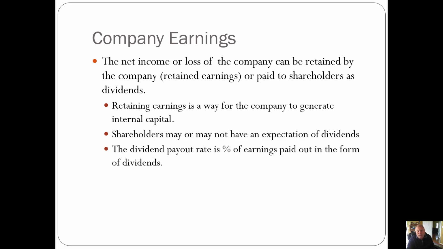We measure the dividend payout rate. It's a percentage of the earnings paid out in the form of dividends. So if you think about this for a second, if a company has $100 of income and they pay out a 20% dividend, $20, there's still $80 that they're retaining. Now, if you have a company that's making $100 and they pay out $90, if there is a reduction in income, they're going to have to cut that dividend.